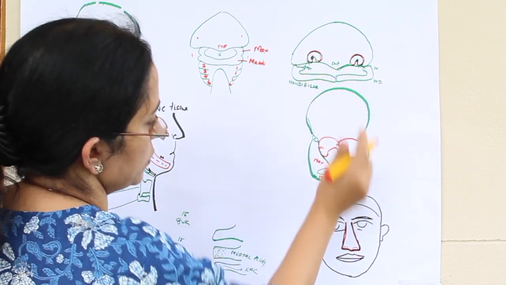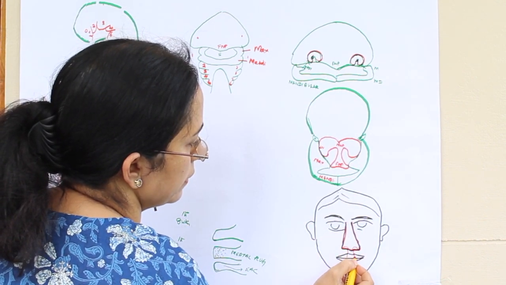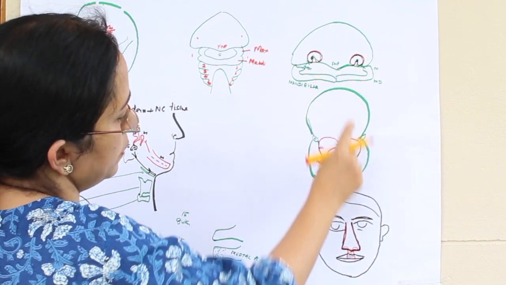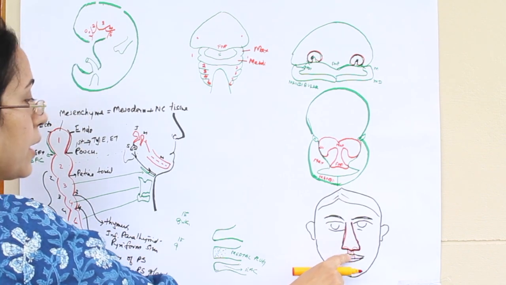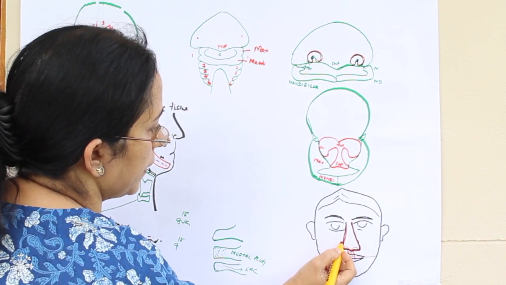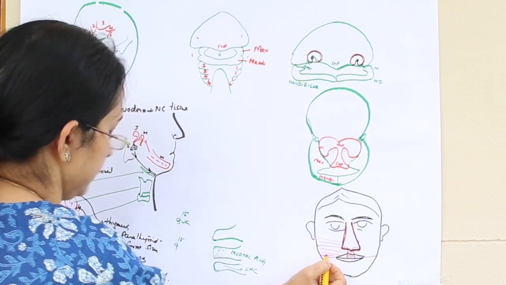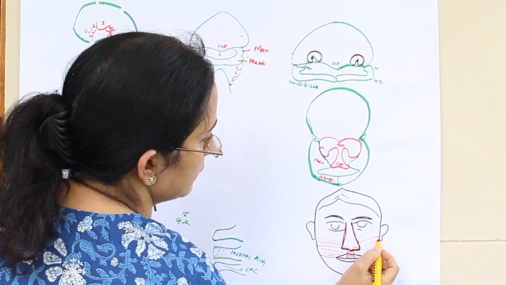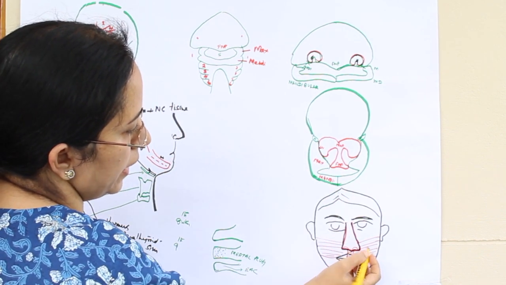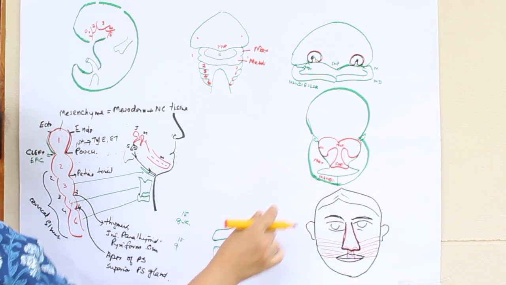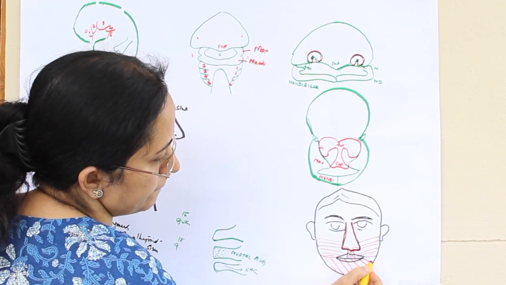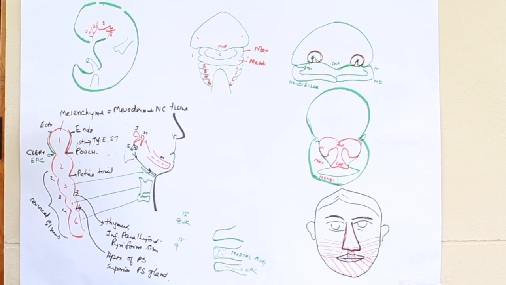And this frontonasal process forms like this. This part forms the philtrum of nose. From the frontonasal process comes the philtrum of nose. And the maxillary process forms the upper lip, this part, and upper part of cheek. Maxillary, this part forms the upper lip and the upper part of cheek, and from the mandibular part goes the lower lip along with the lower part of cheek. Okay, this is happening. So go to the face.